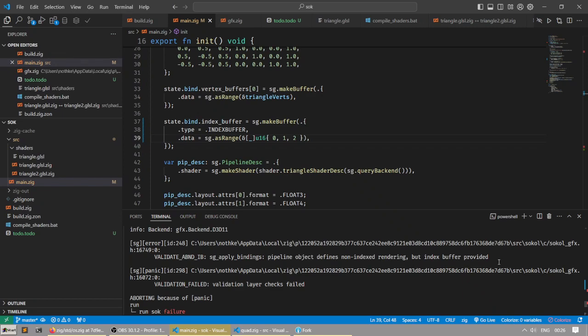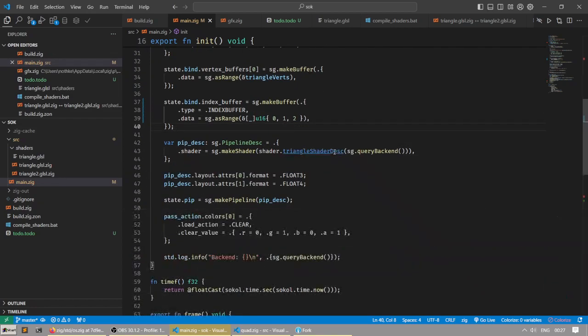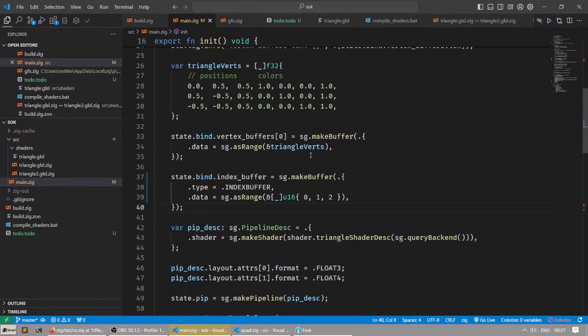It defines non-indexed rendering, but index buffer is so yes, there is some kind of a switch that we need to do to turn on the indexed rendering. Okay, so hello Blargamel Jones. Yeah, there's one draw function and it changes based on what pipeline is bound. Default is SG index type none.